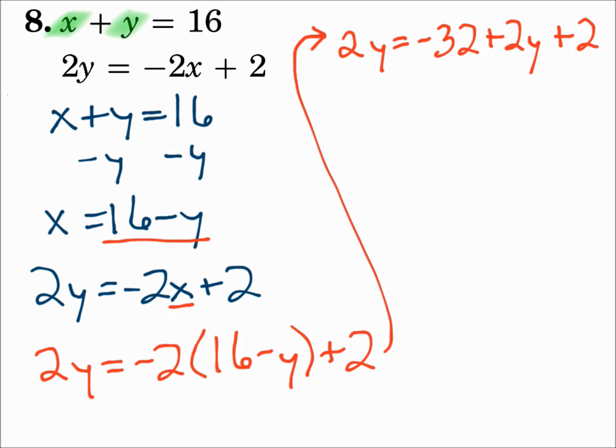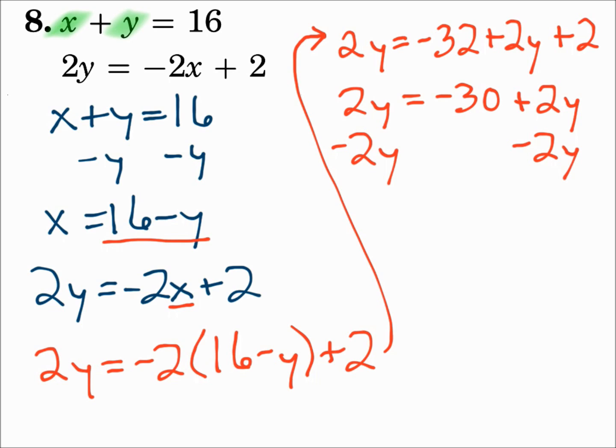I have like terms I can combine. Negative 32 plus 2 is negative 30, so let's simplify the right there. There's y's on both sides. That's a plus 2y on the right. Let's subtract it to move it to the left. Subtract 2y from each side.